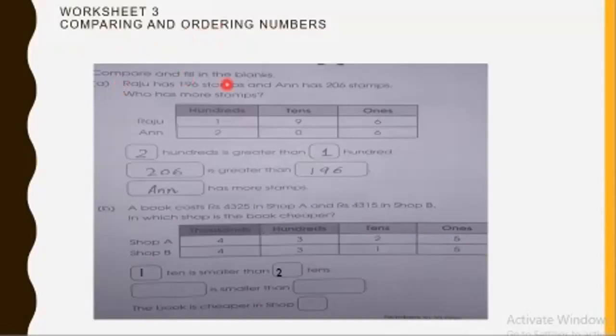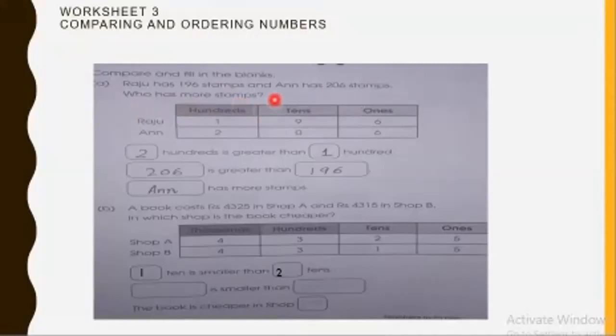Compare and fill in the blanks. So the question given in your workbook is that first of all you are going to compare the numbers and then you will fill the blanks which are given. So let's read question number 1, which is A. Raju has 196 stamps and Anne has 206 stamps. So the question they have given you is, who has more stamps?